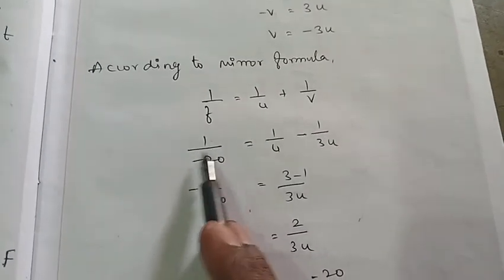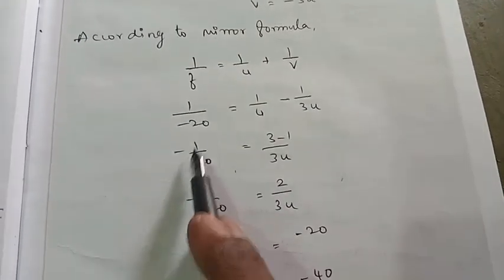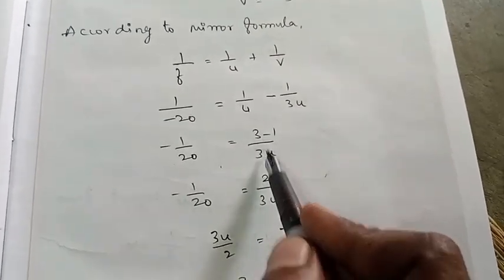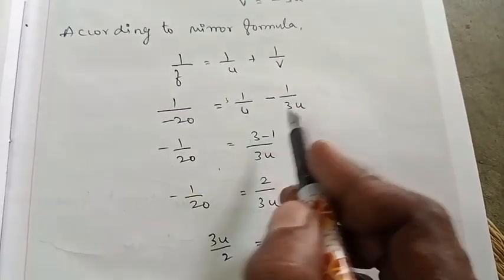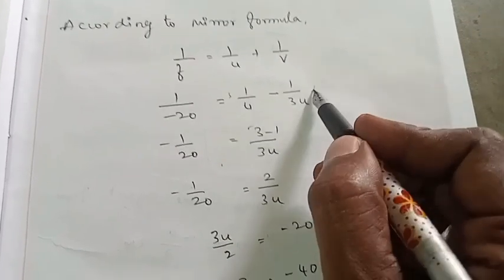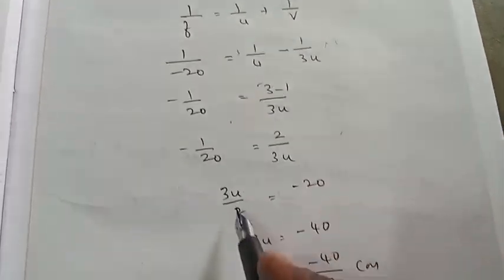F is equal to minus 1 by 20. So 1 divided by minus 20 is equal to 1 by u minus 1 by 3u. So minus 1 by 20 is equal to, taking LCM 3u. Multiply with the 3u, the 3s cancel, so only u remains. Multiplying with 3u, minus 1, so 3 minus 1 is 2. So 2 by 3u.